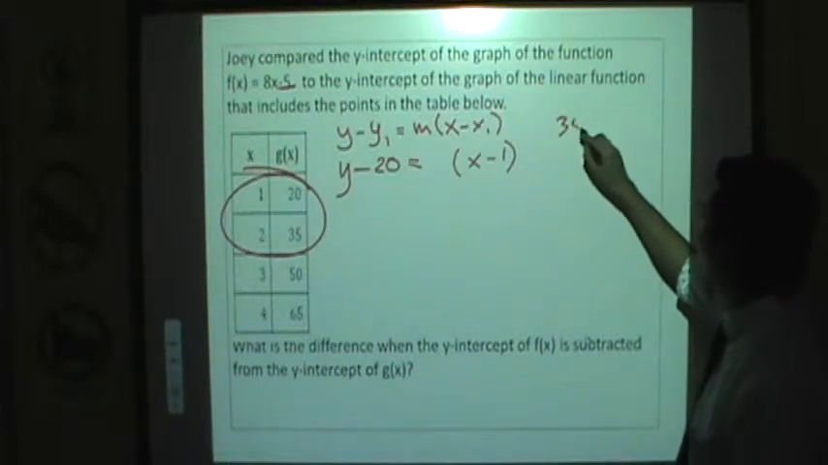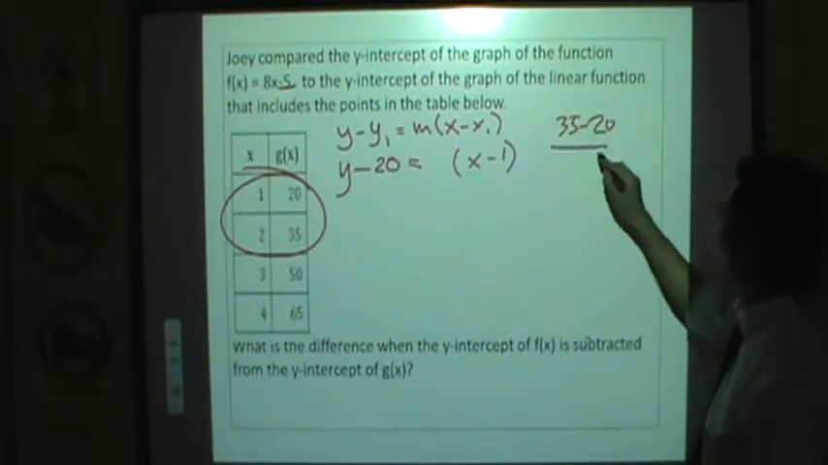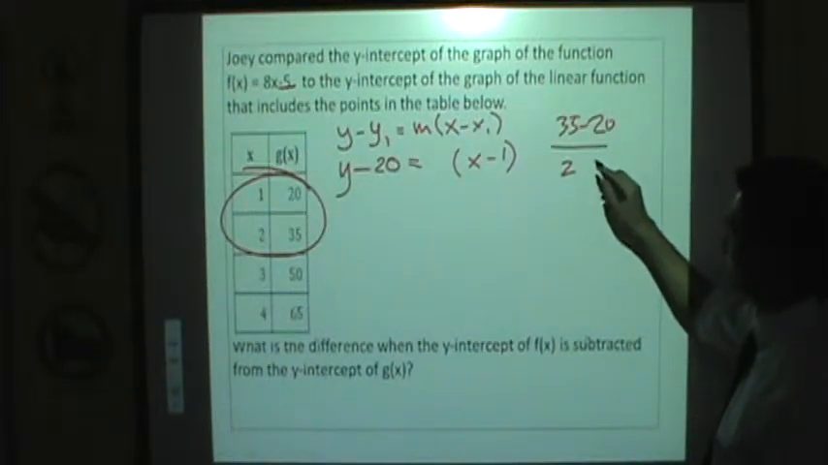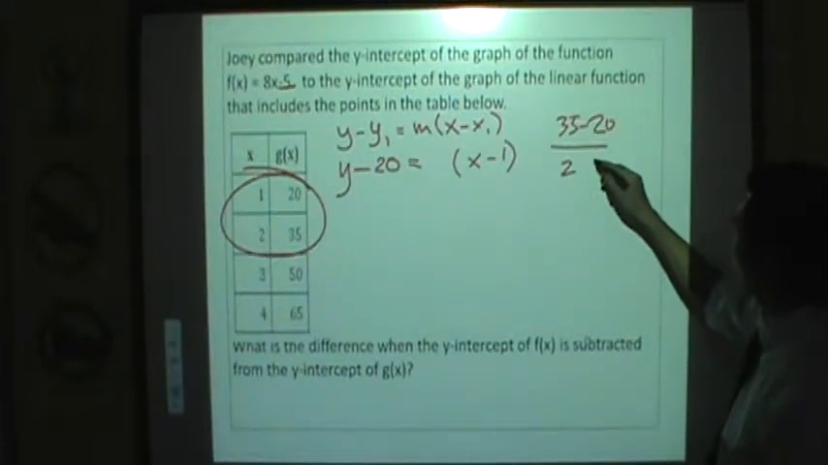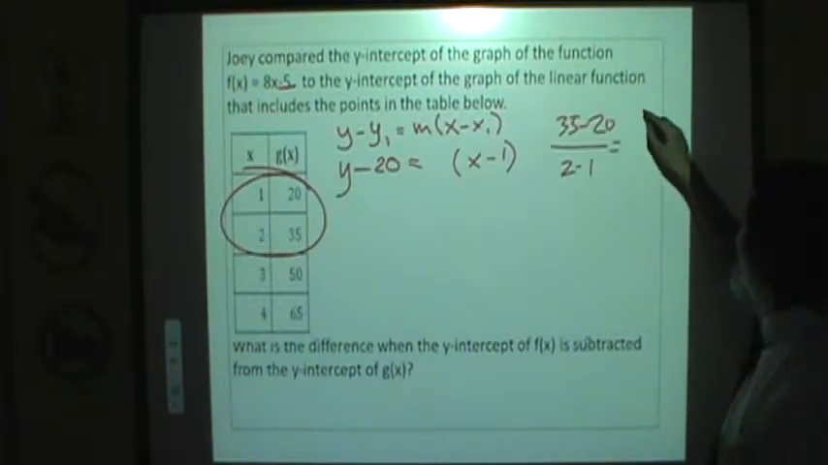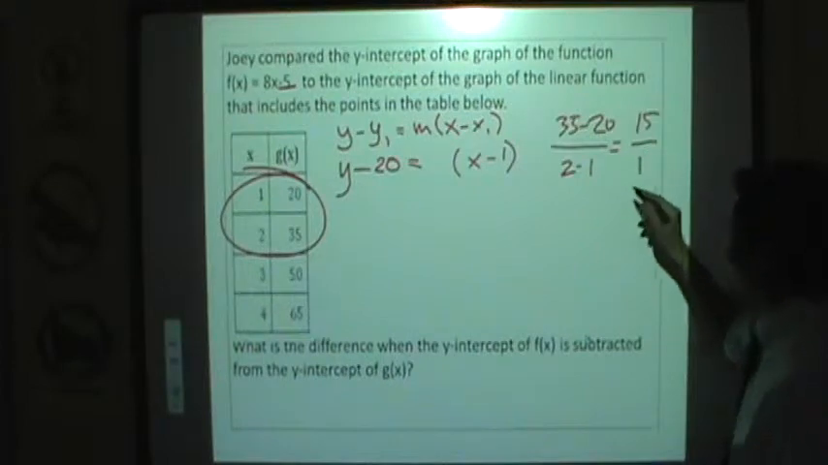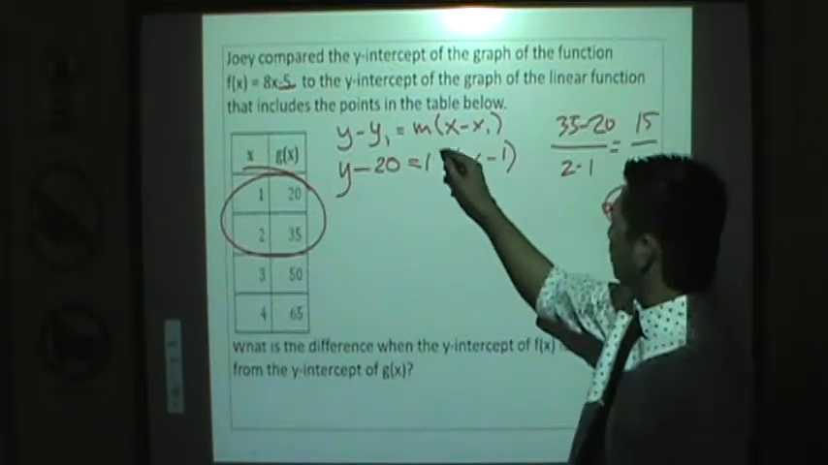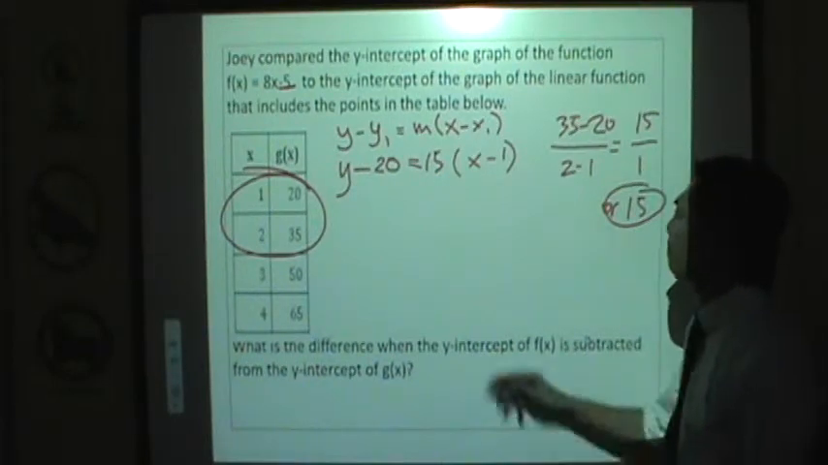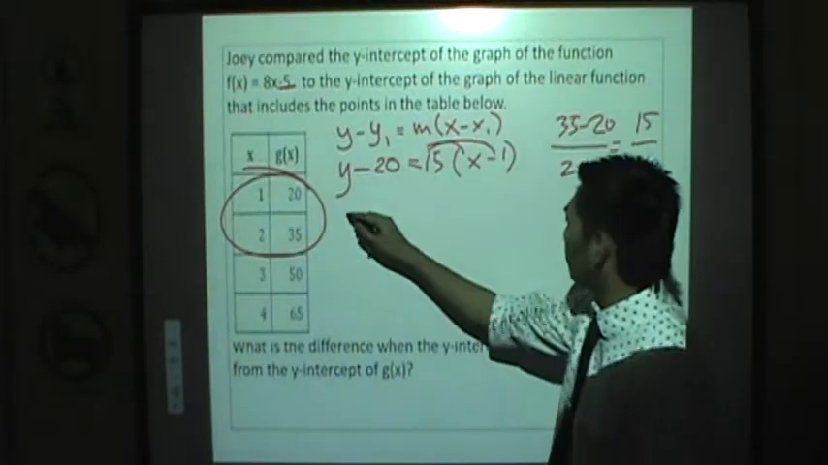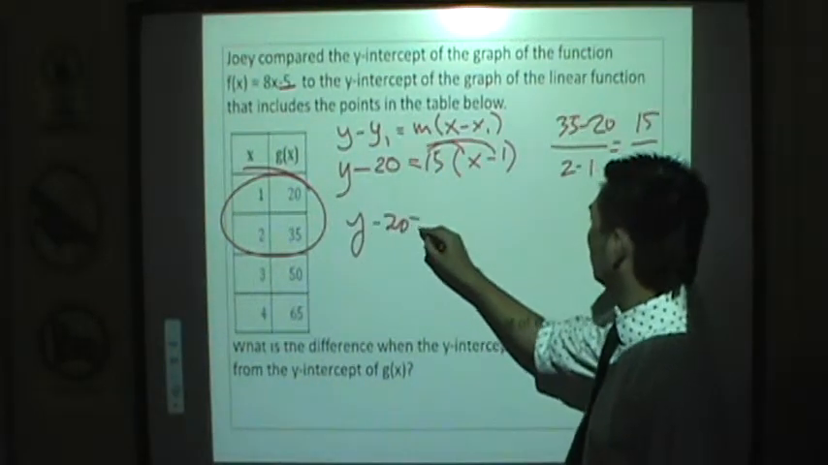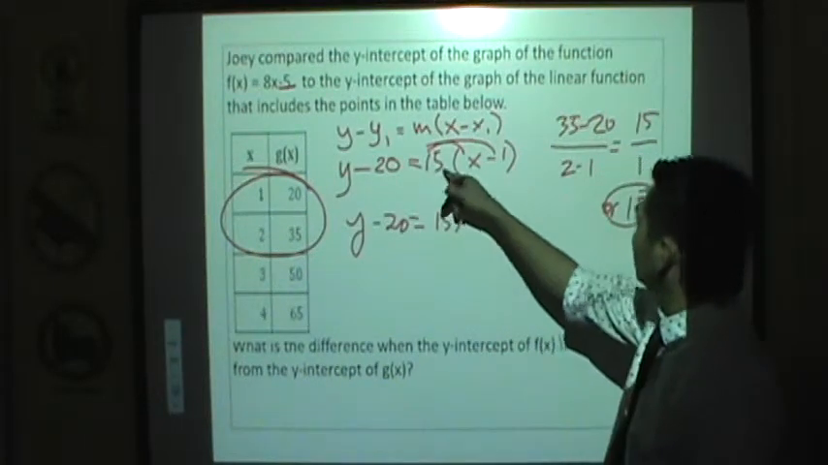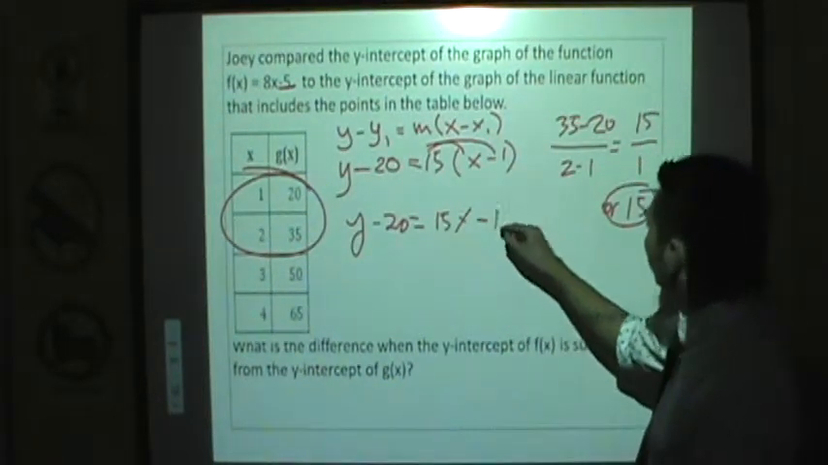We don't have the slope, so I guess we have to solve the slope here, which is y2 minus y1 over x2 minus x1, so that would be 35 minus 20 over 2 minus 1. It should give you 15 over 1, or simply 15. So let's go ahead and put that there. And then distribute, and now you have y minus 20 equals 15x. 15 times negative 1 is negative 15.